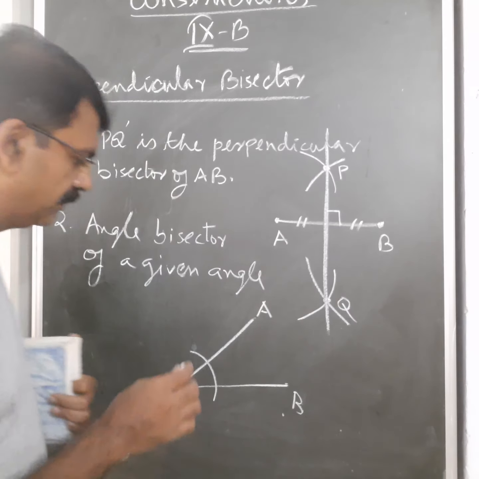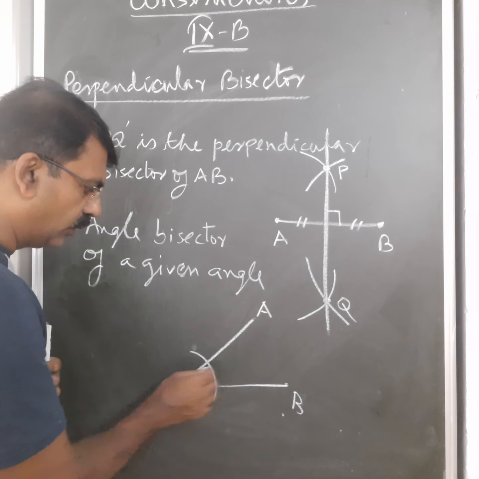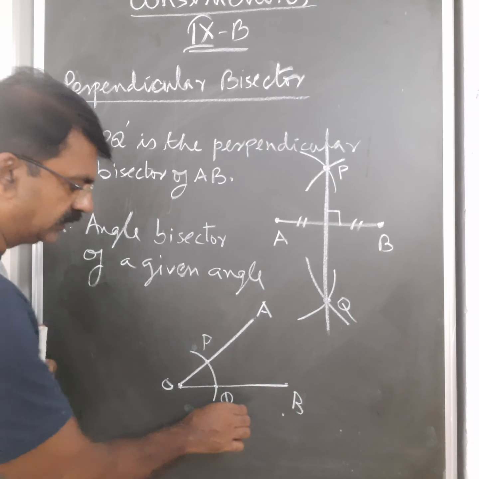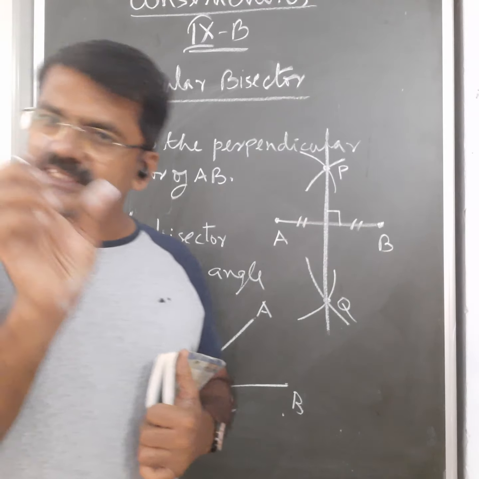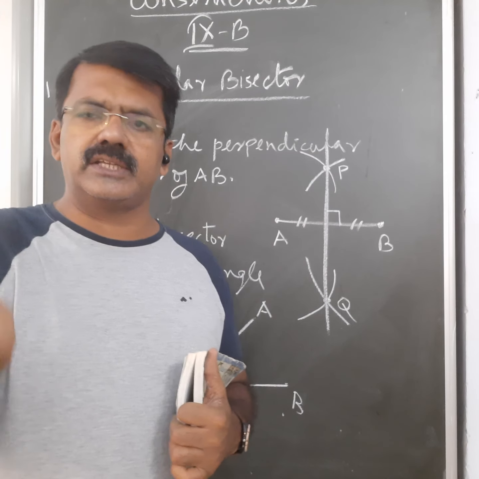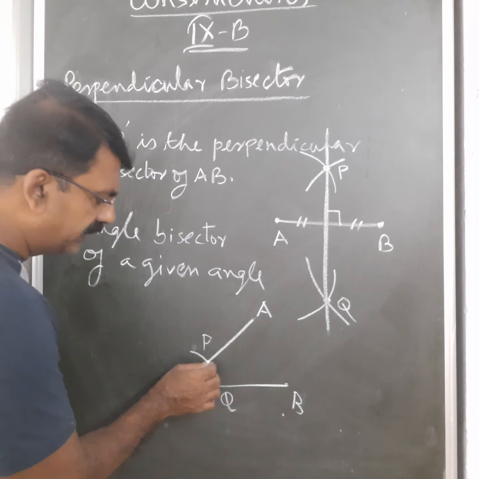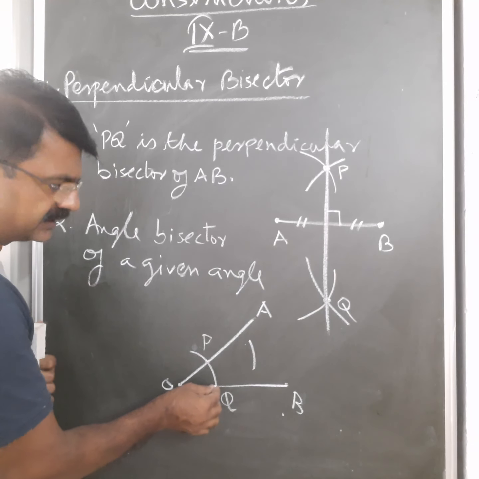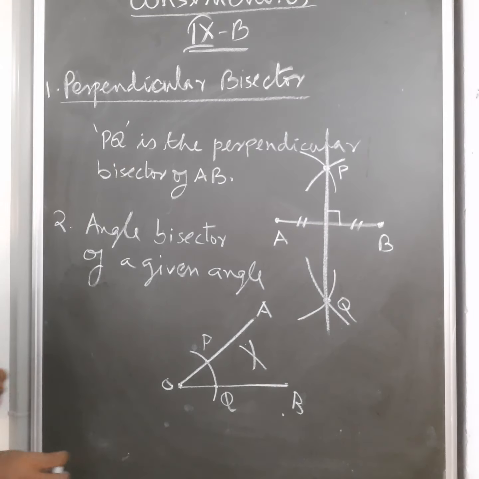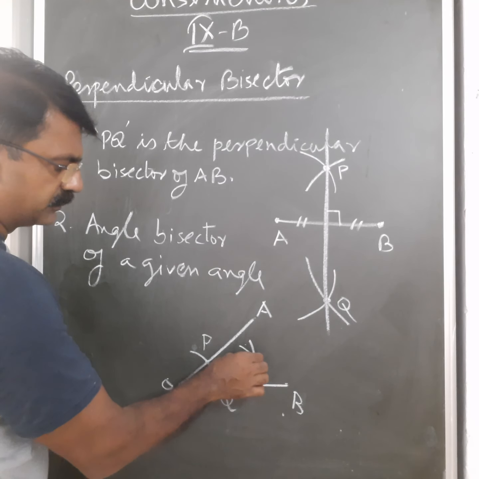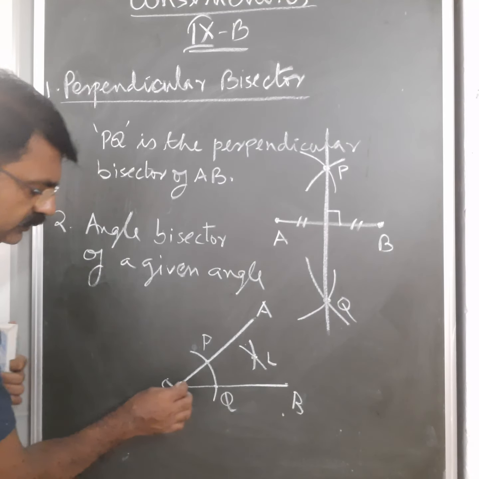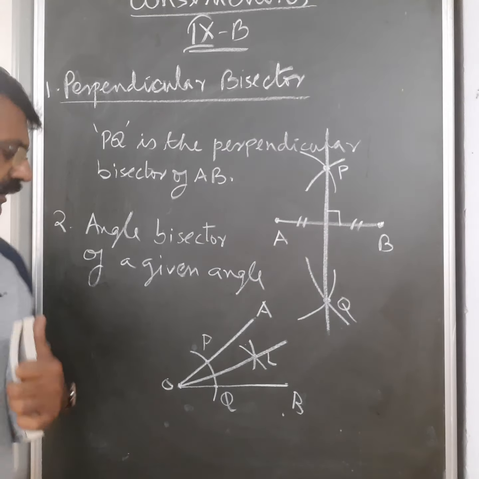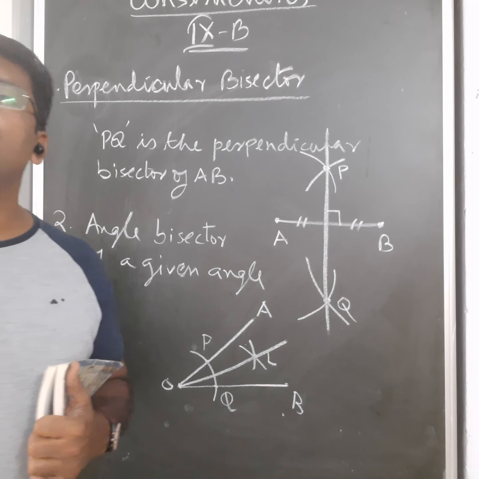Now that arc cuts OA say at point P and OB at point Q. Now with the same radius, or you can change the radius also, taking P as the center, you draw an arc here, and with the same radius, taking Q as the center, you draw another arc here, and now let this point be say L, and you join OL. So this OL is the angular bisector of angle AOB.